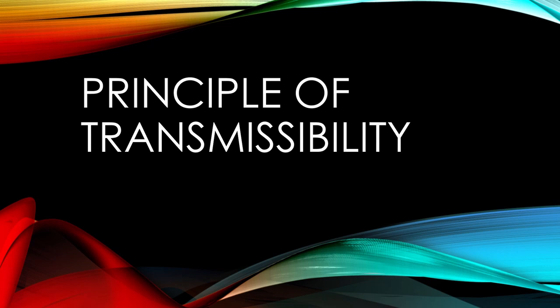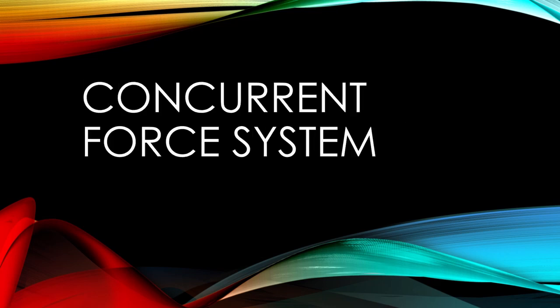Principle of transmissibility. This states that the condition of equilibrium or motion of a rigid body will remain unchanged if a force acting at a given point of the rigid body is replaced by a force of the same magnitude and the same direction but acting at a different point, provided that the two forces have the same line of action.